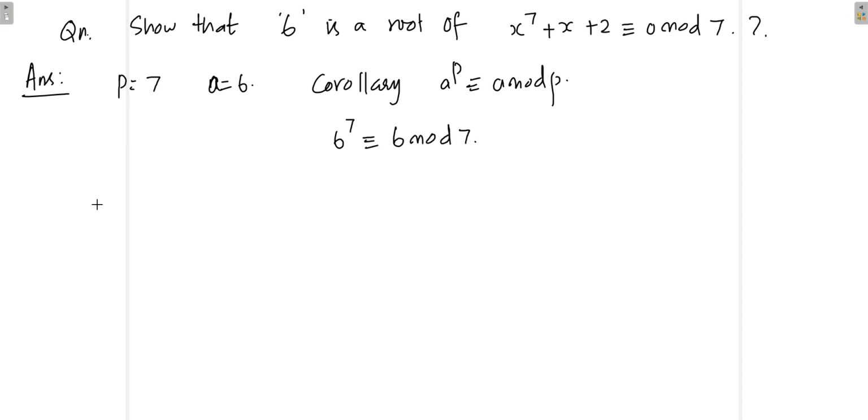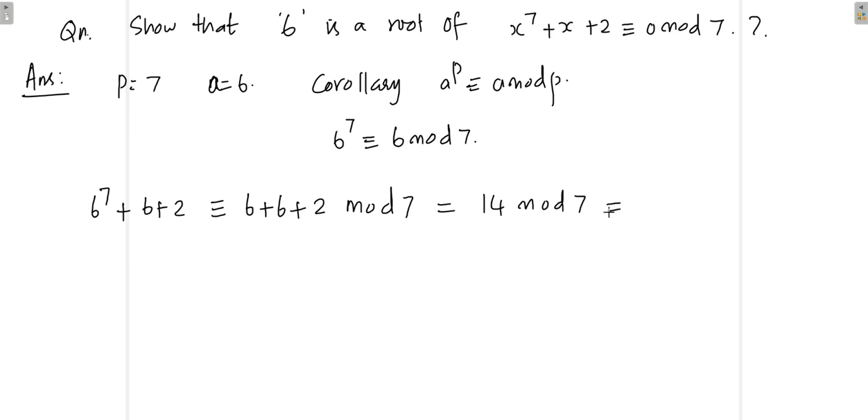Okay. So 6 raised to 7 plus 6 plus 2, x ന് 6 എന്ന് കൊടുക്കുമ്പോൾ congruent to 6 raised to 7 is 6. 6 plus 6 plus 2 mod 7. 6 plus 6 plus 2 is 14 mod 7. 14 is a multiple of 7. That is 0 mod 7. x ന് 6 എന്ന വാല്യൂ കൊടുത്തപ്പോൾ ആൻസർ 0 തന്നെ കിട്ടി. So which means that 6 is a root.